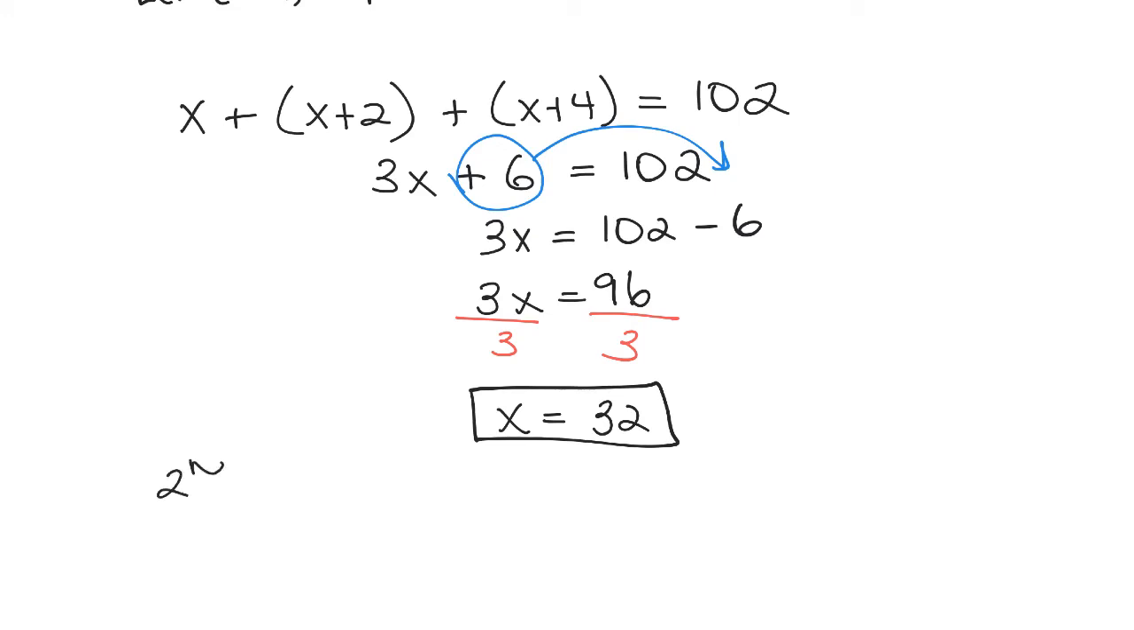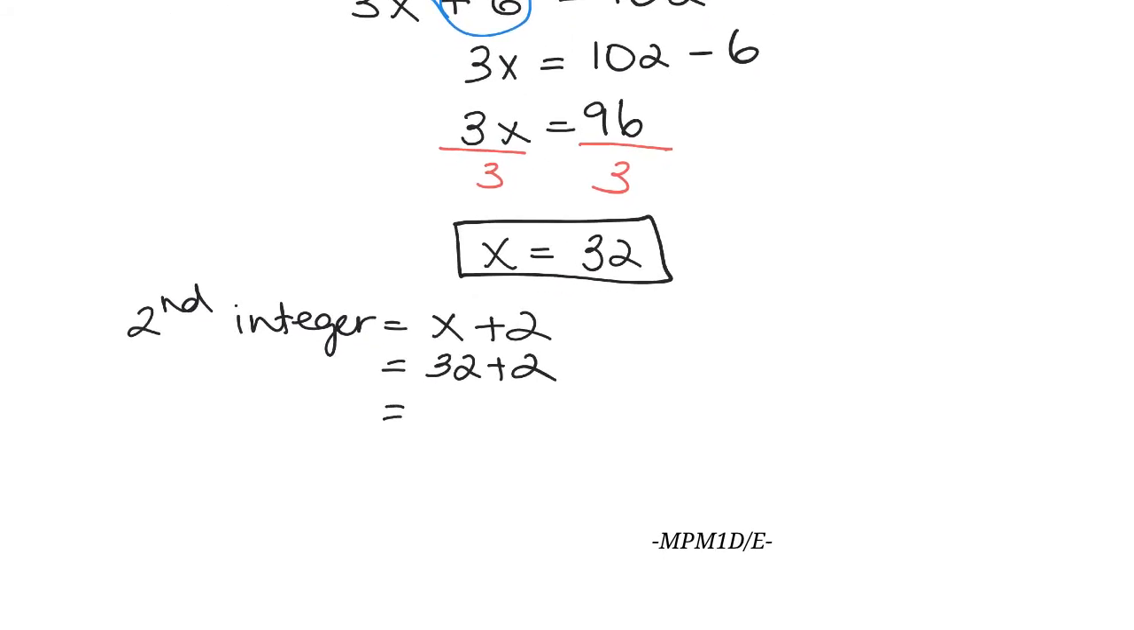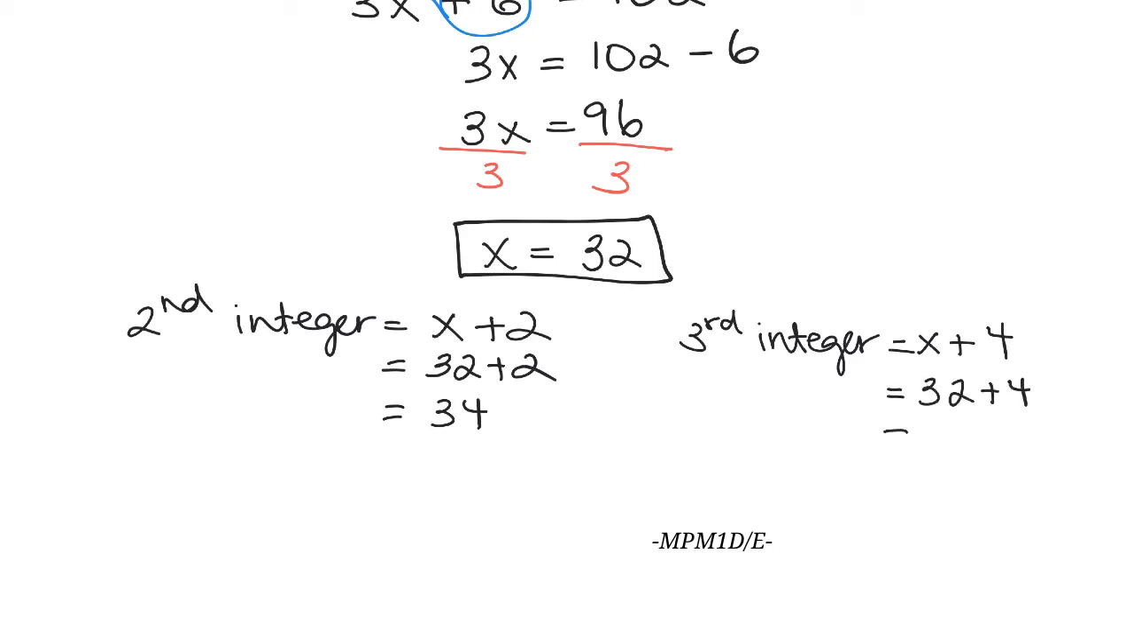So to get the second integer, we need to take x and add 2. So 32 plus 2, that's going to give me 34. And to get the third integer, we need to take x and add 4 to that. So it's going to be 32 plus 4, which is 36. So our 3 consecutive even integers would be 32, 34, and 36.